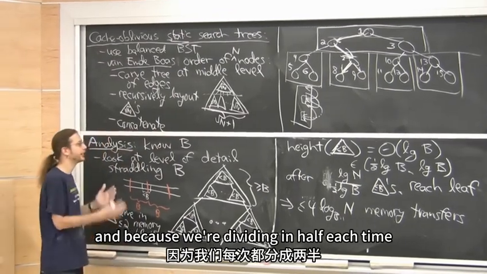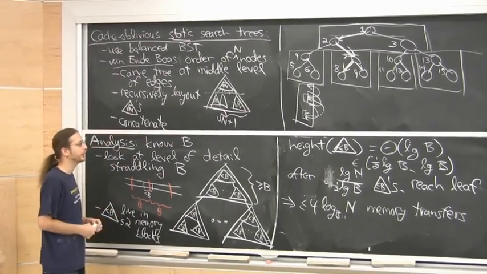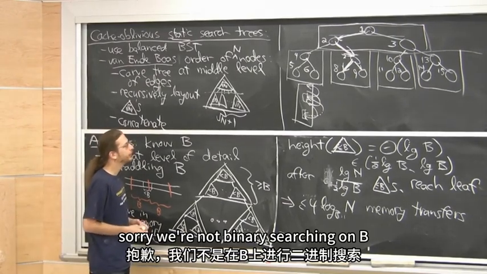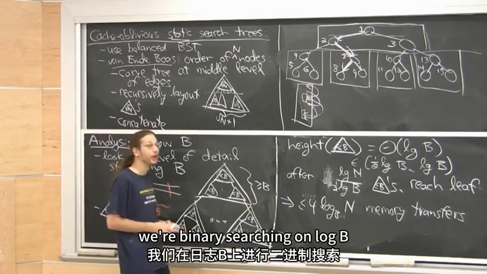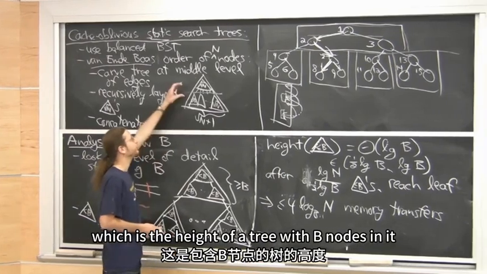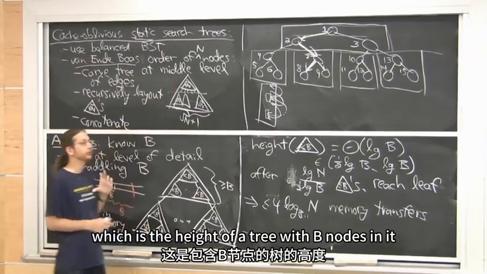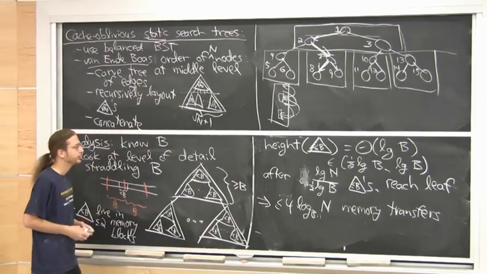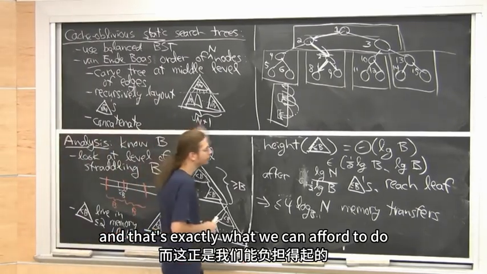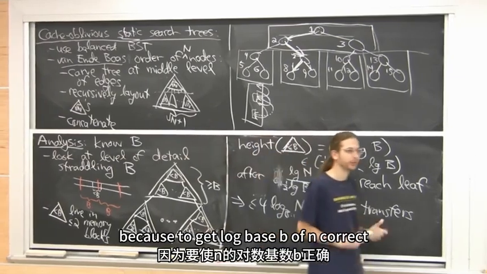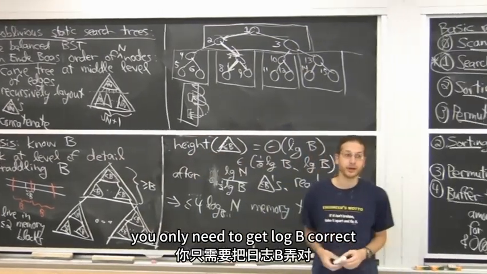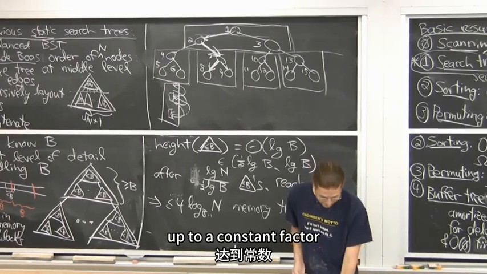And because we're dividing in half each time, we're not binary searching on b, we're binary searching on log b, which is the height of a tree with b nodes in it. And that's exactly what we can afford to do, and conveniently it's all we need to do, because to get log base b of n correct, you only need to get log b correct up to a constant factor.